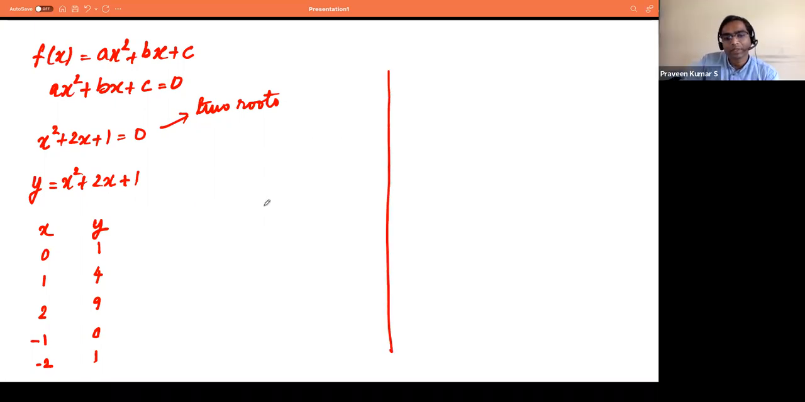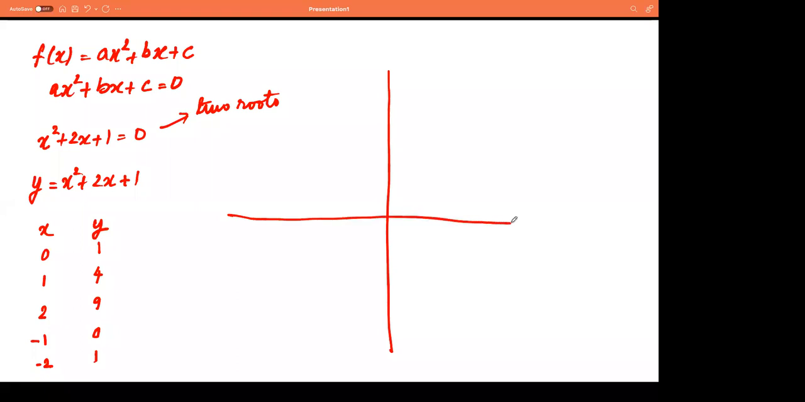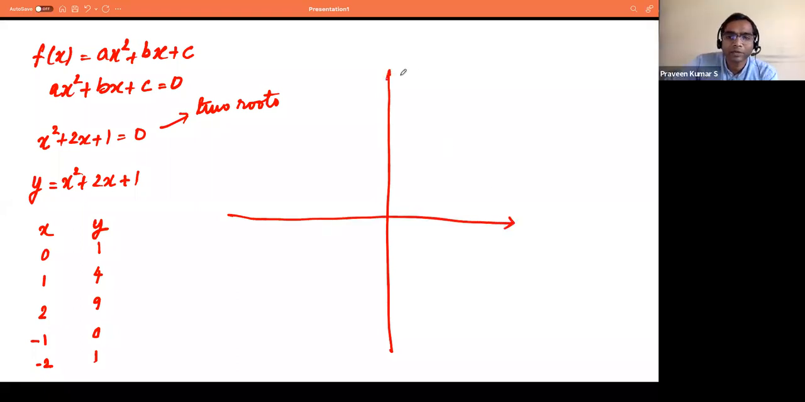So let's say this was the x-axis and y-axis. Let me do it approximately. I am not very keen on getting the accurate graph. So this is 0, 1. This was the first point, right? The second point is 1, 4. So if this was 1, this would have been somewhere here, 1, 4. The third point was 2, 9. So if this was 2, 9 would be somewhere here, 2, 9.